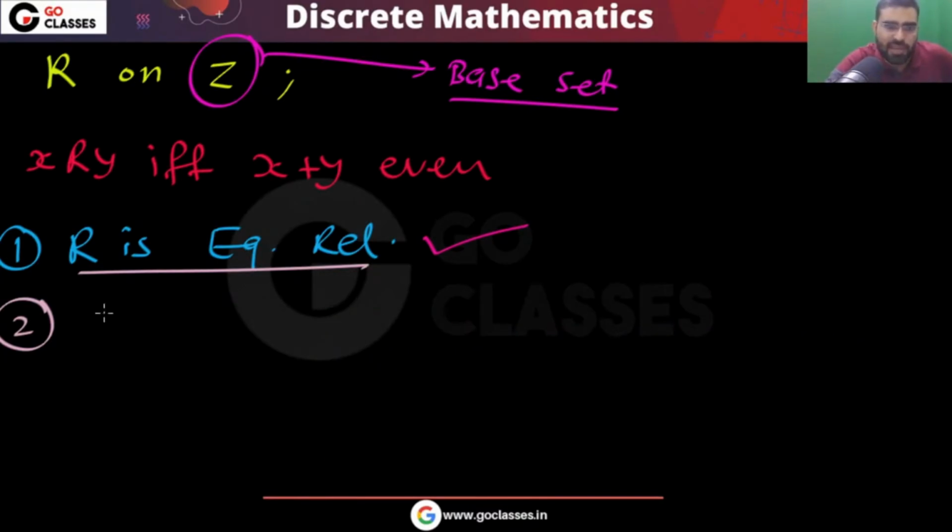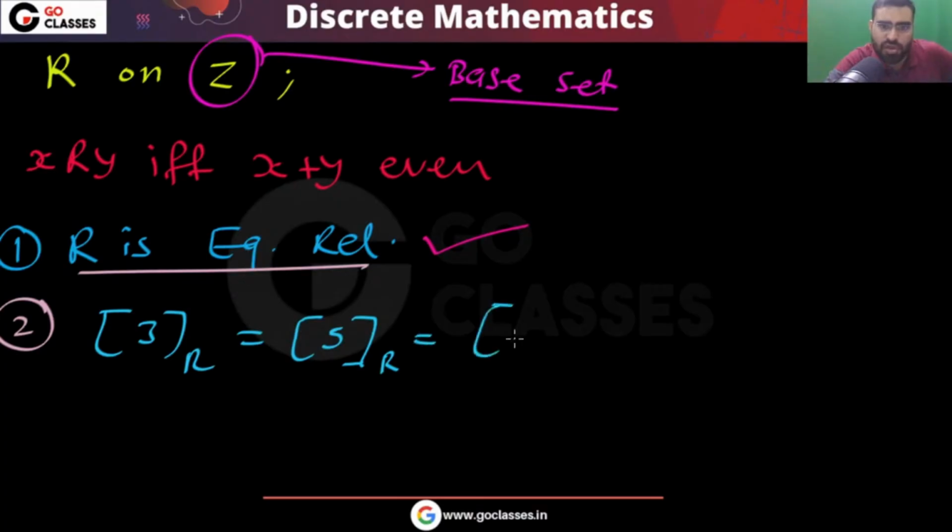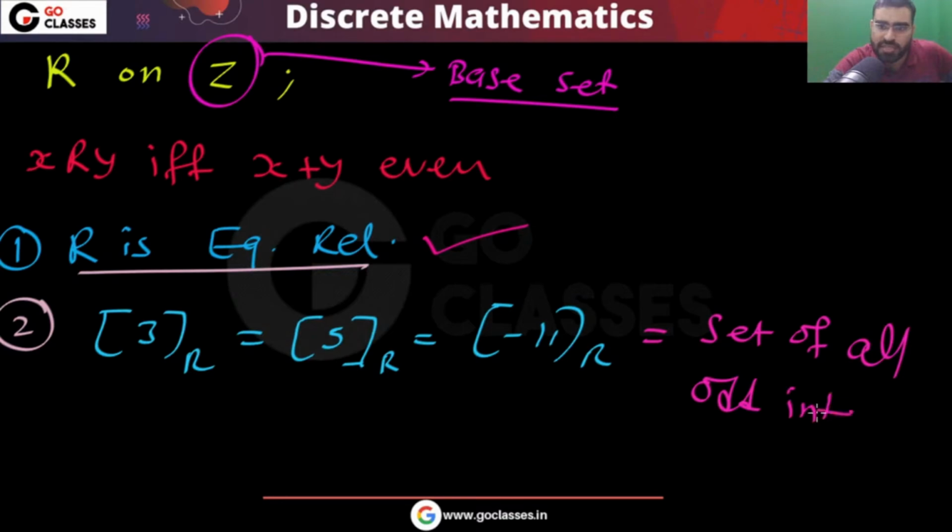This equivalence class of 3 will be the same as the equivalence class of 5, the same as the equivalence class of -11. All of these will have the same equivalence class. And what will that be? That will be the set of all odd numbers, the set of all odd integers. So every odd number has the same equivalence class.